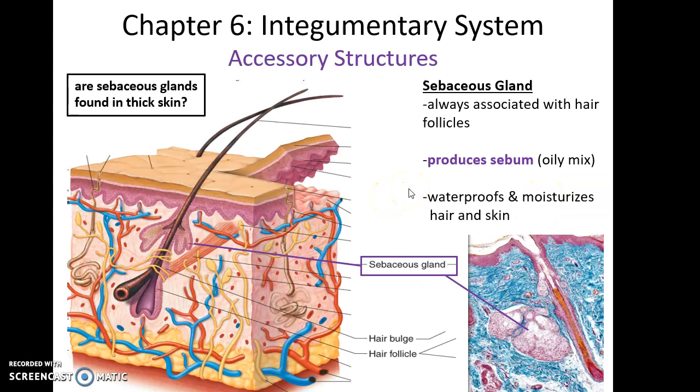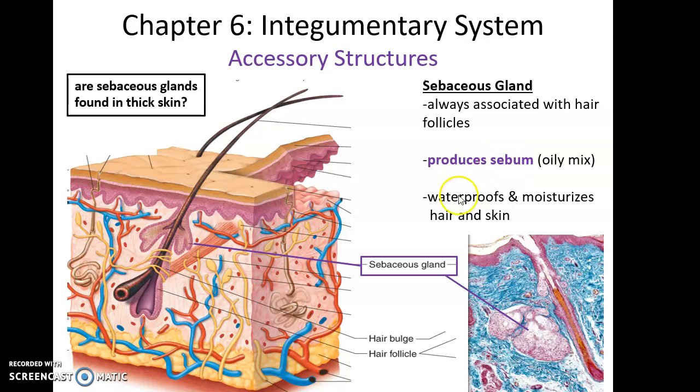So, accessory structures, we talked about those briefly already. Many of these are found embedded in the dermis. One example of an important accessory structure is sebaceous glands. Sebaceous glands are always associated with hair follicles. This means sebaceous glands are not found in thick skin.